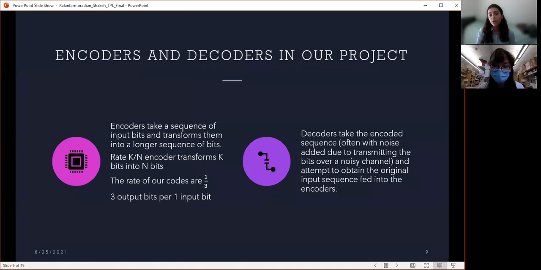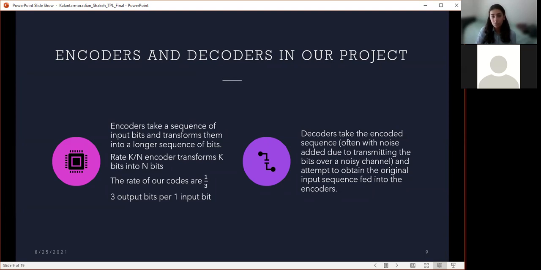In our project, our encoder takes a sequence of input bits and transforms them into a longer sequence of bits. Each encoder has a rate. The rate is k over n. K is the number of input bits, and n is the number of output symbols. In our research, we use a rate 1 over 3 encoder, which means it has 3 output bits per 1 input bit. Then the decoders take that inputted sequence, often with noise added to them, and they attempt to obtain the original input sequence fed into the encoders.